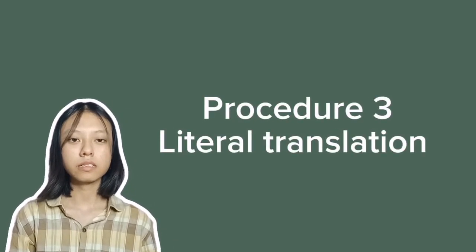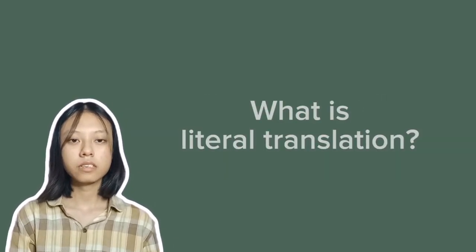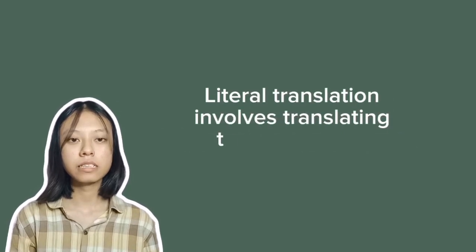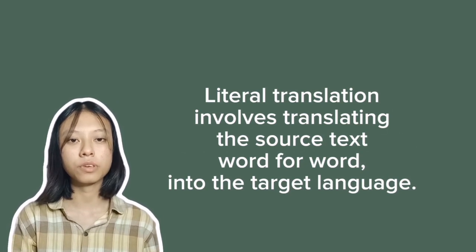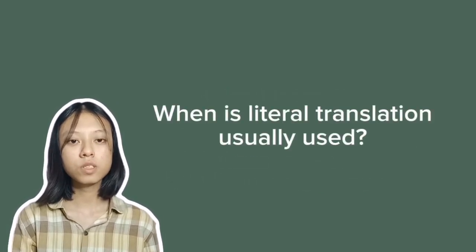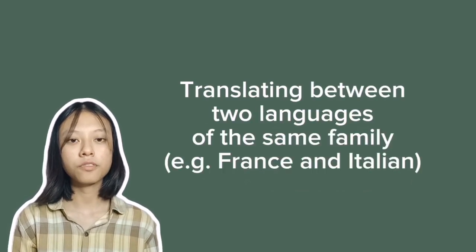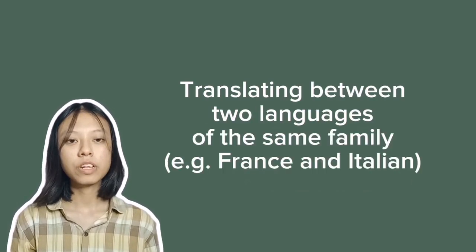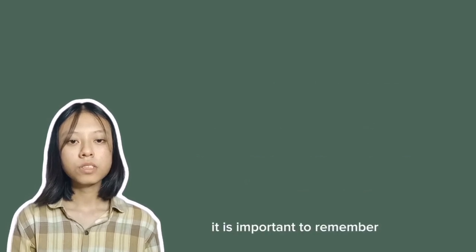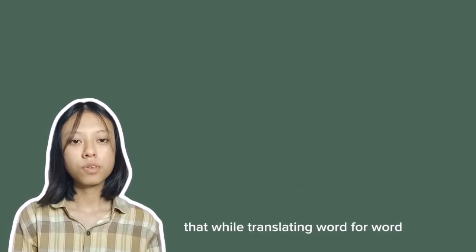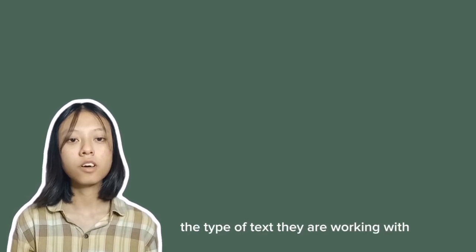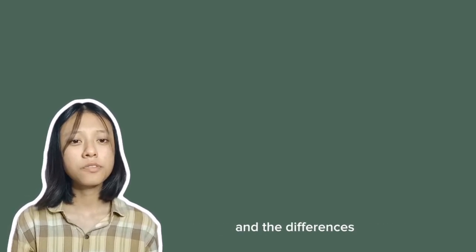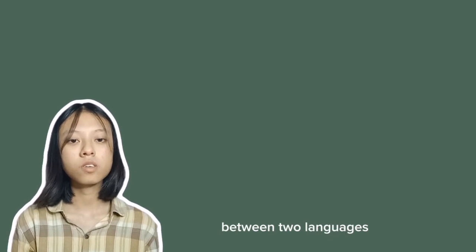Procedure 3. Literal translation. In the field of translation, literal translation involves translating the source text exactly as it is, word for word, into the target language. This procedure is often used when translating between two languages of the same family, for example, between French and Italian. It is important to remember that while translating word for word can sometimes be helpful, it is essential for the translator to be careful and think about the situation, the type of text they are working with, and the differences between the two languages and cultures involved.